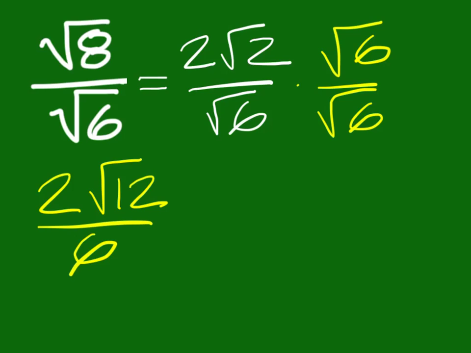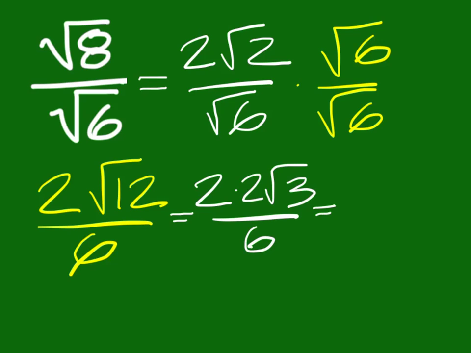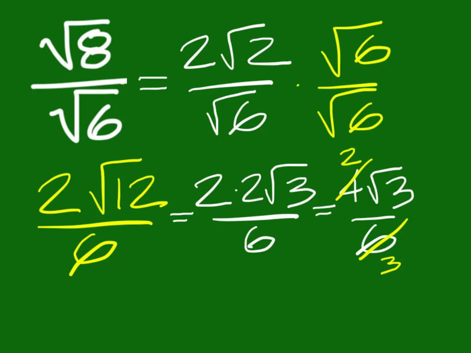How did I get what? The square root of 12 came from up here. You have square root of 2 times square root of 6. So that would give me the square root of 12. Now simplify the square root of 12 as 4 and 3, but it dwindles down to 2 square root of 3. And you would have a 4 square root of 3 on top and a 6 on the bottom. You can simplify this fraction. 2 goes into 4 twice and into 6 3 times. So it would be 2 square root of 3 over 3.